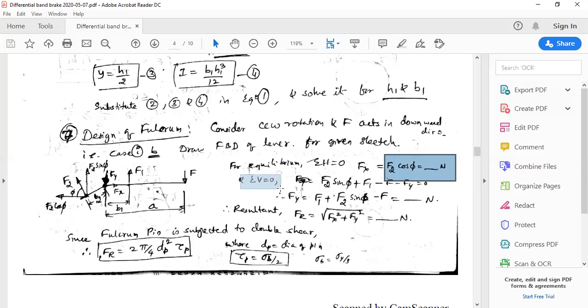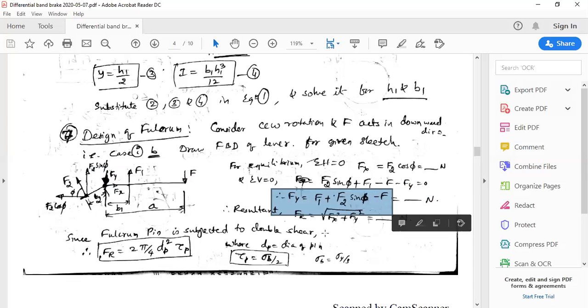Similarly, for vertical components, summation of vertical components equated to 0. One is the resolved component of F2 acting upward, F2 sin phi, plus F1 which is also acting in the upward direction, and F is acting in the downward direction, so minus F. In addition, Fy is also acting downward, which is assumed, so minus Fy, equal to 0. Now Fy is equal to F1 plus F2 sin phi minus F, some newtons. If Fy is negative, in that case change the direction.